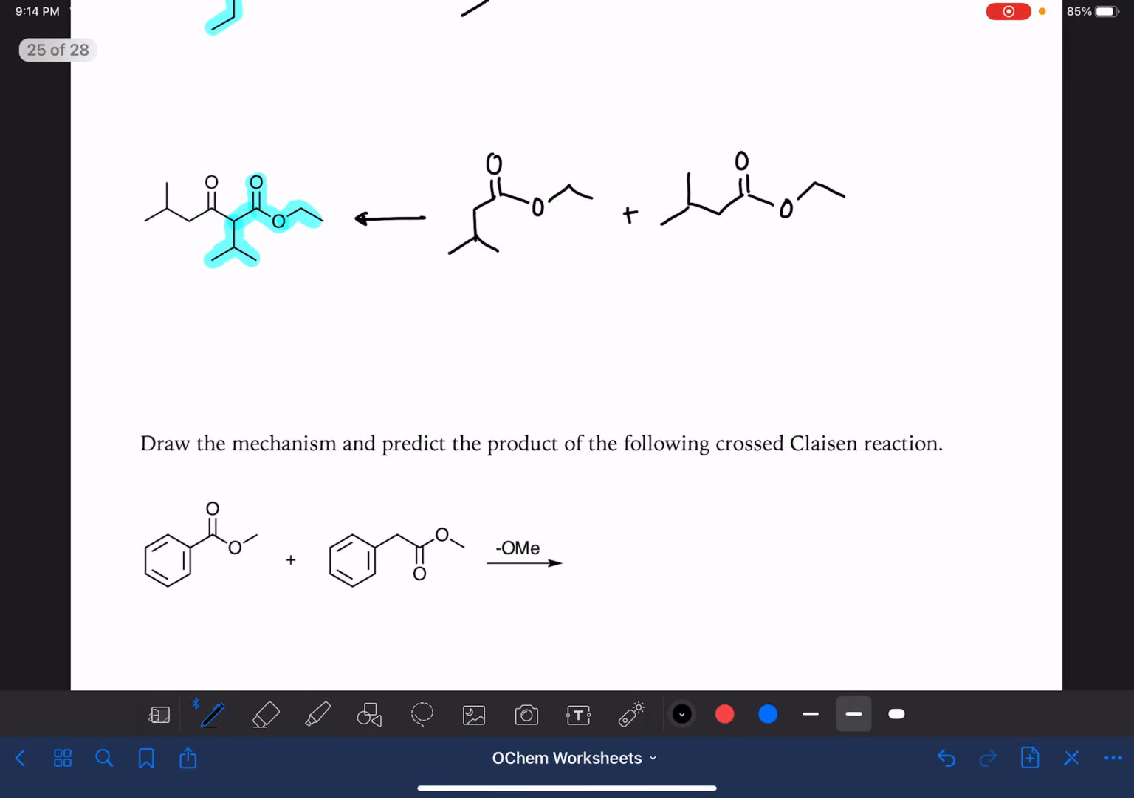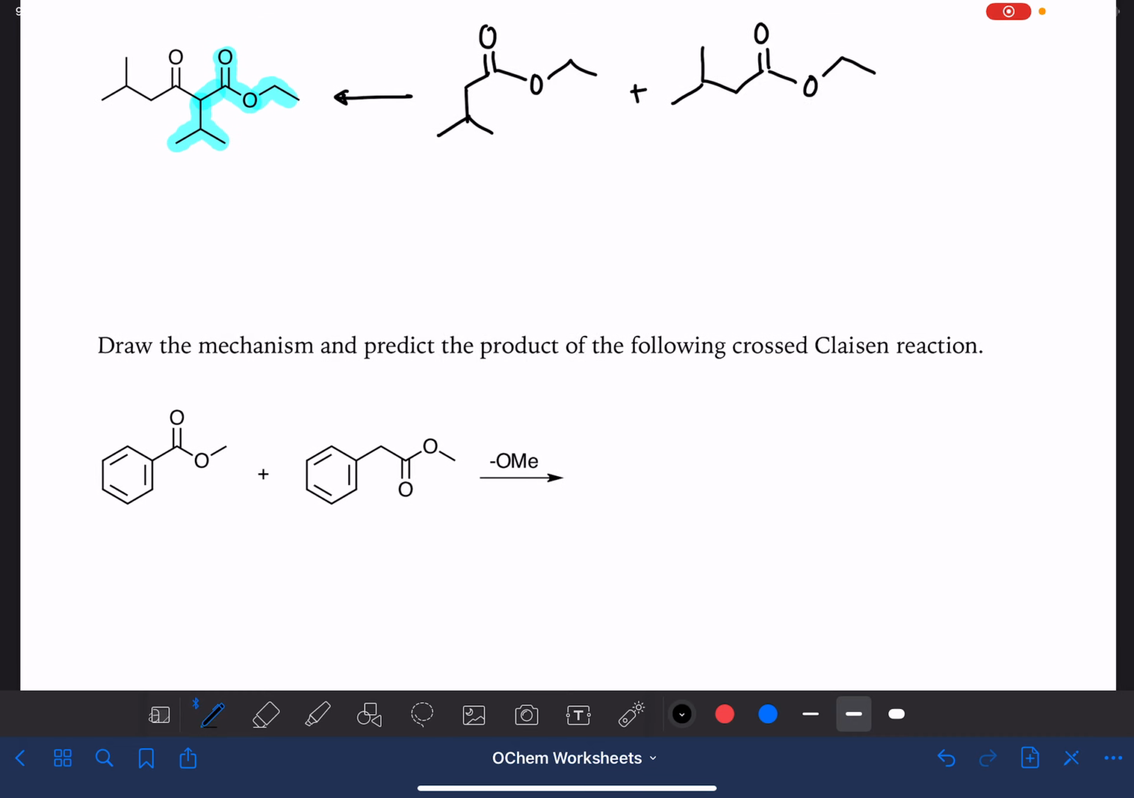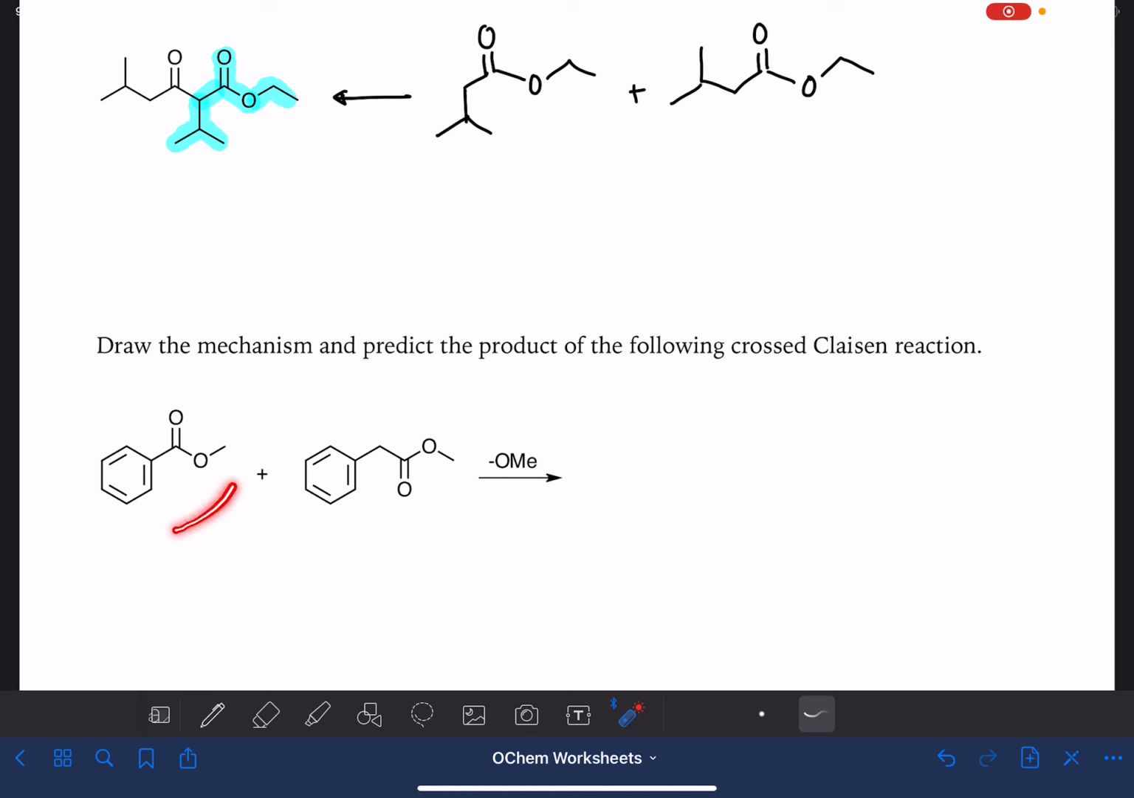Next, we're going to draw the mechanism and predict the product of a crossed Claisen reaction. So this is one between two different esters. First thing that I'm going to do is take a look at where my alpha hydrogens are. Fortunately for this particular reaction, this molecule right here, here's its alpha carbon. It has no alpha hydrogens on it at all. It has 1, 2, 3, 4 bonds. None of those are bonds to hydrogen.